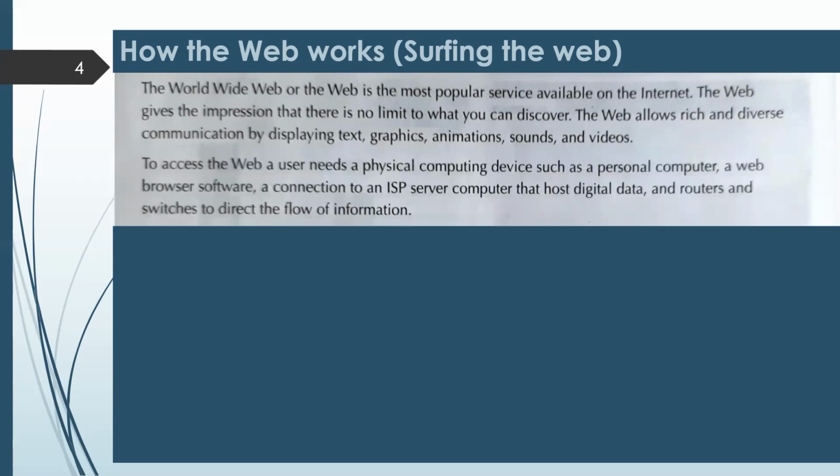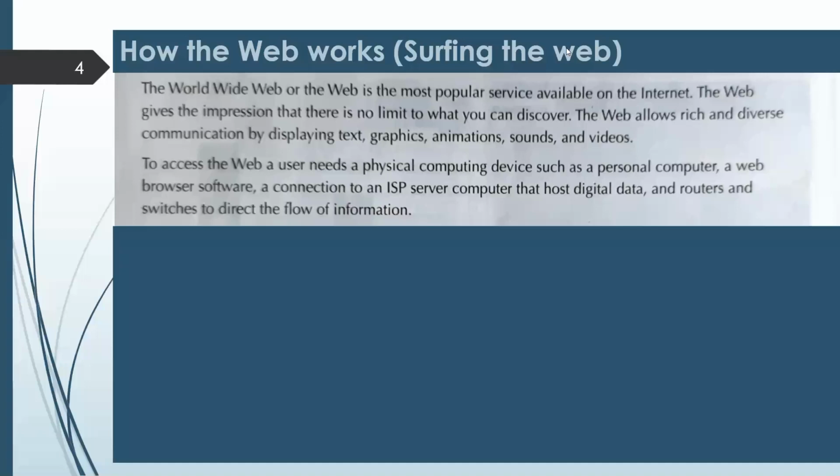Now, to access the web, a user needs physical components: a personal computer is required, web browser software, and a connection is required. What connection? Internet connection from the ISP, that means internet service provider. The internet service provider hosts the digital data, and routers and switches direct the flow of information.